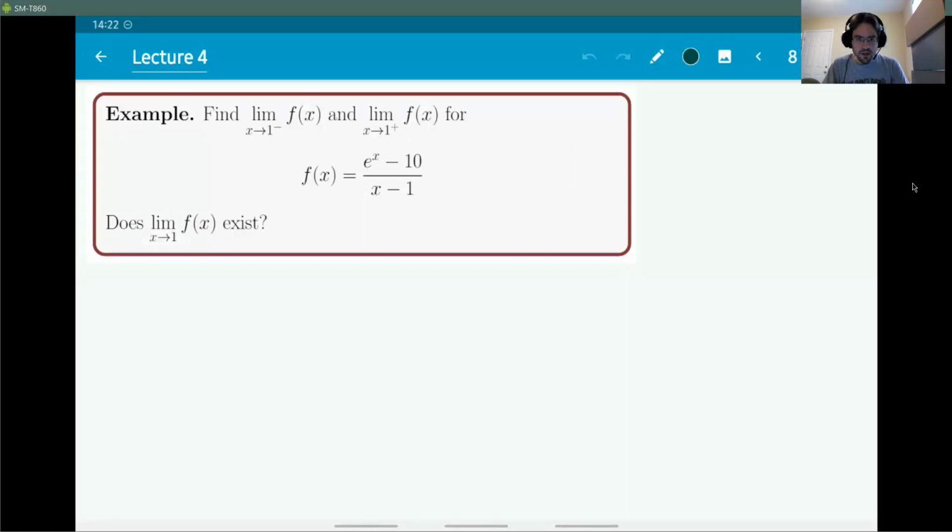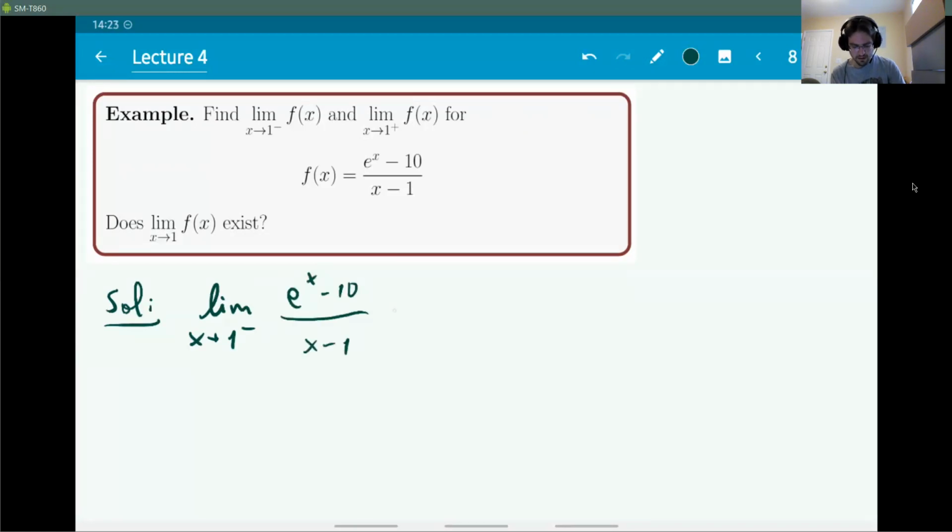Find the one-sided limits at 1 for this function, e^x minus 10 divided by x minus 1. And then the standard question, does the limit exist? We know how to handle that once we find the one-sided limits. So let's do this. Here's what you would normally write. If you're trying to understand the limit as x approaches 1, for example from the left, of the function f of x, there are different ways to write this in symbols. This is all very informal, but as long as we understand the meaning.